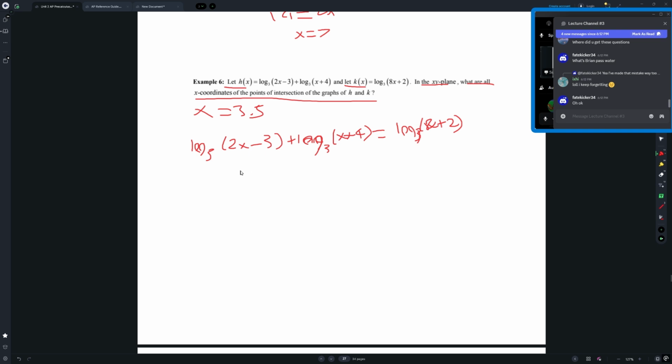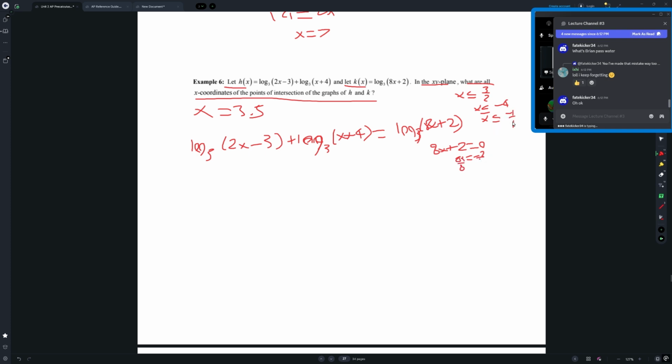So the first step would be to do domain restrictions. That means x cannot be less than 3/2, x cannot be less than -4, and x cannot be less than -1/4. So this is the one that really matters, because that's our positive values. Can you just plug in both values and see? Yeah, that's one way to do it.